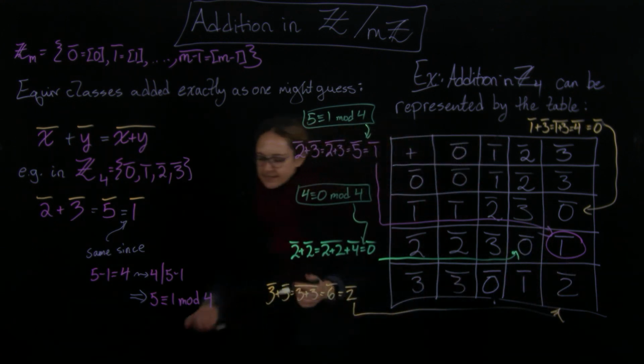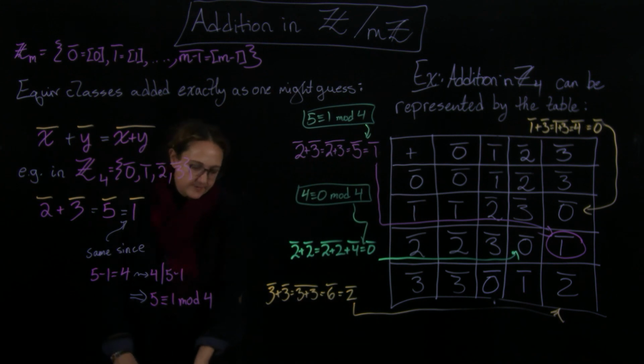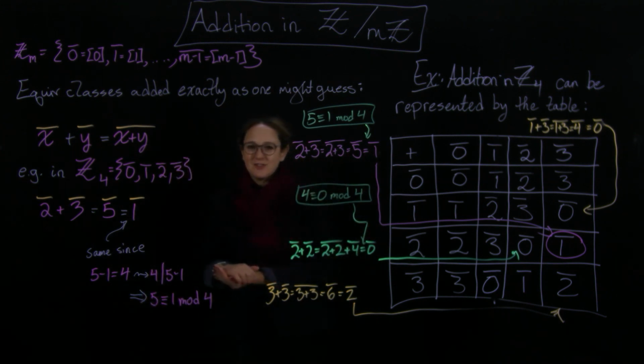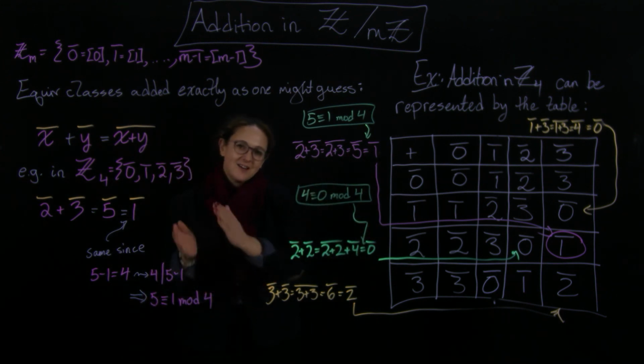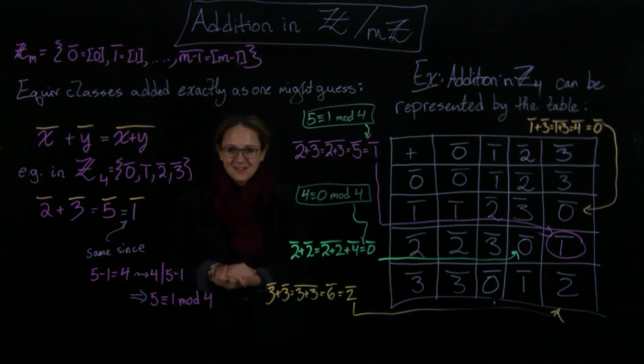Okay. So that's how you add them. You add them under the bar, but you want to bring it back down to the representatives that are non-negative and closest to 0.